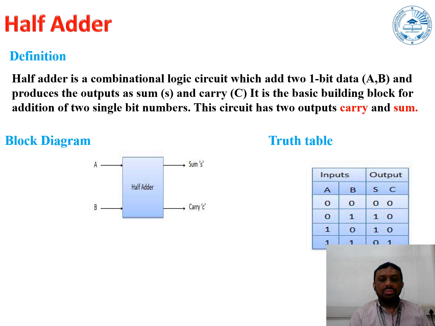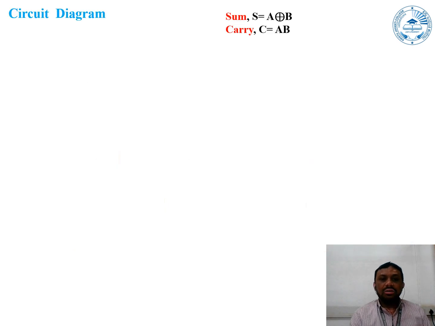So this is the truth table. What exactly is a truth table? A truth table is a table which gives all the possible combinations of inputs and outputs. So from the truth table, I can get the expression for the half adder. I can say that sum S is equal to A XOR B and carry C is equal to AB.